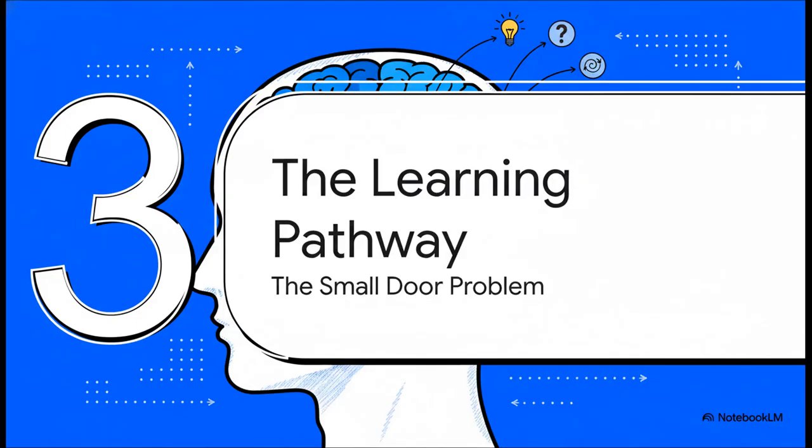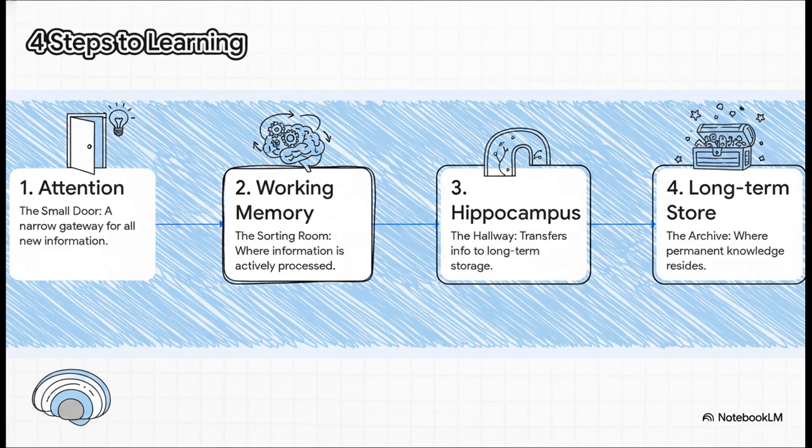Okay, let's shift gears for a minute. We need to talk about how information even gets into the brain. This is so important for how you talk to an injured patient, and it all comes down to what we can call the small door problem. For you to remember anything at all, it has to take this exact journey.